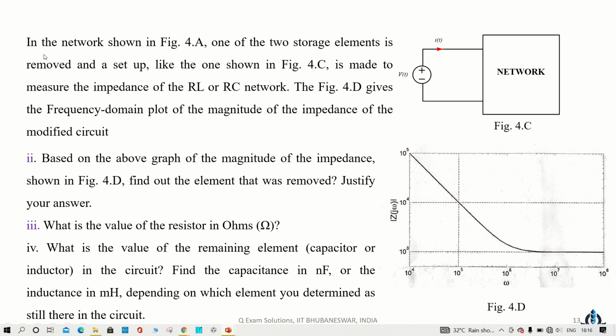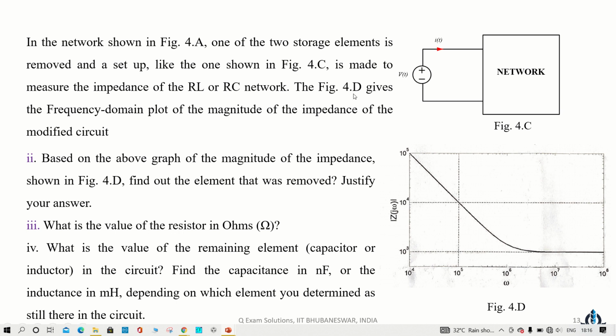Also here it is asking, in the network shown in figure 4a, one of the two storage elements is removed. In 4a, R, L, C, three elements are there. Among them, two are storage elements, C or L. From there one element is removed. We don't know which element is removed, but one element is removed, like that shown in figure 4c, made to measure the impedance of RL and RC. If you remove C, then it becomes RL. If you remove L, it becomes an RC network.